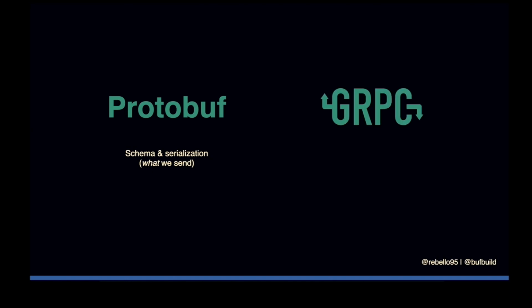So OK, let's take a step back and remember that Protobuf is the schema. And so that's how we define our APIs. And it's also a serialization strategy. So it's what we're sending. You can think of it as the bytes that we're sending over the wire, as well as how we're defining those. Then we have gRPC. And you can think of gRPC as the way in which we're sending those. So this is a protocol. You can think of it as how we're sending that schema and those bytes over the wire.